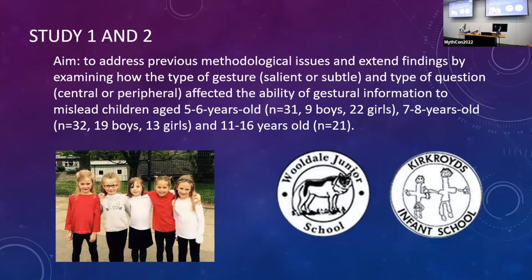Following from previous research, my first study aimed to replicate and extend findings, with a focus on improving methodological issues. I recruited 63 children aged 5 to 6 and 7 to 8 years old and designed an interview in order to assess not only the ability of gestural misinformation to mislead, but also how the type of gesture and the type of question may affect this.